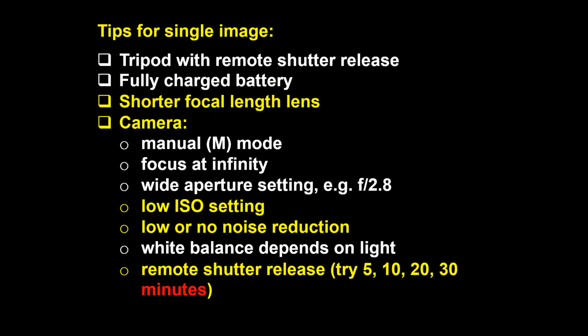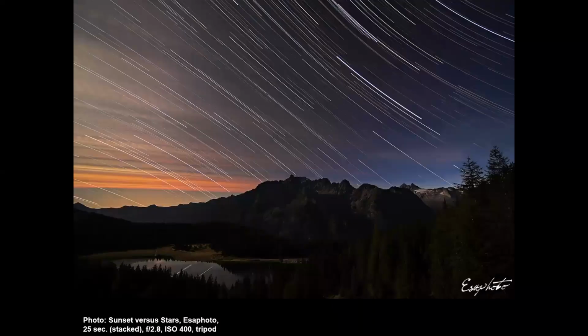Okay, here are the tips for a single image, and the white is what we've talked about before. What is different is in yellow. So we're looking at lower ISO settings, lower noise reduction, and again, the shutter release time is 5, 10, 20, 30 minutes rather than seconds. So here are some star trails in a mountain scene.